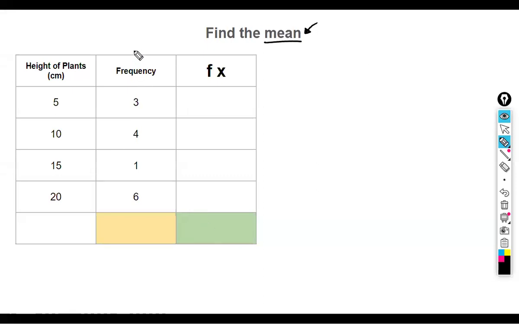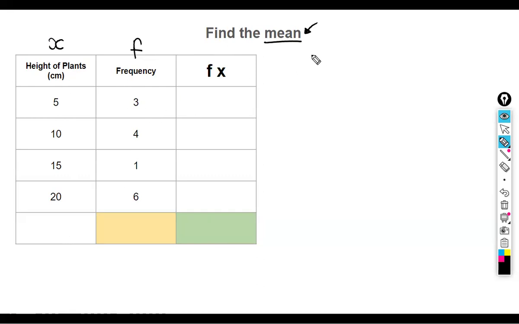First of all, frequency is usually represented by the letter F. That is good news, right? Because F stands for frequency. X is what you are actually measuring. So we're measuring the height of plants. So the height of plants is represented by the letter X.